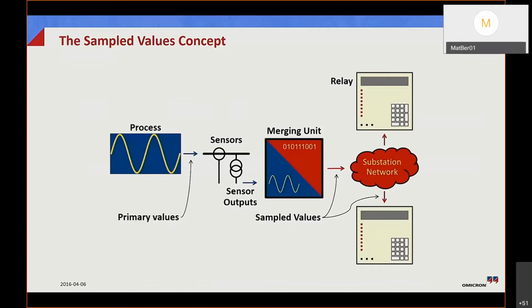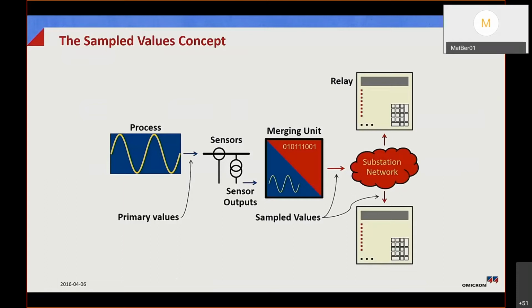These are sent on the substation network. In this case, it will be most likely what we call a process bus. And over this network, these data are then distributed to the consumers, which are mainly protection relays. And you see we have here a one-to-many relation. So the system does not restrict how many relays could subscribe to a sampled value stream from a merging unit.